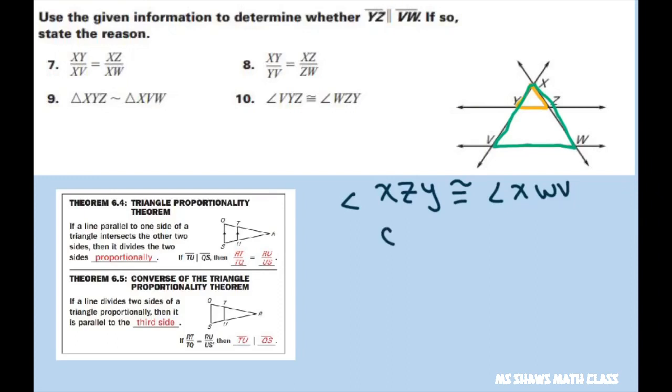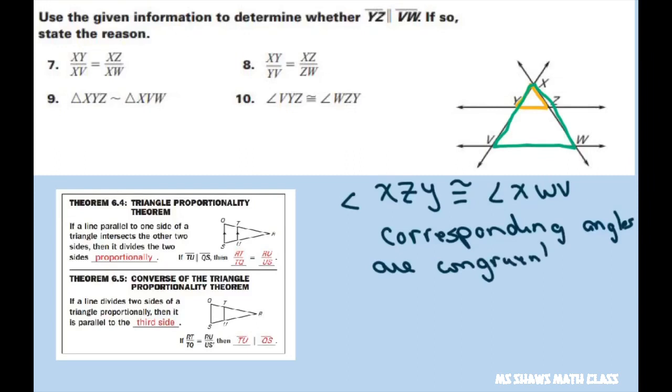So we'll write corresponding angles are congruent, and therefore the lines are parallel. So you have these angles here are congruent. That's what this says.